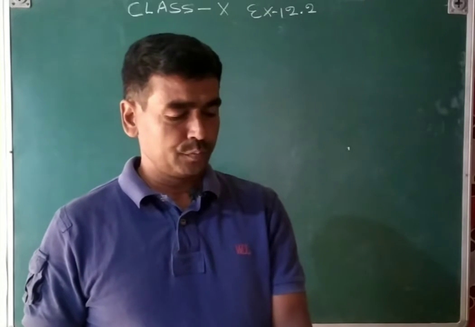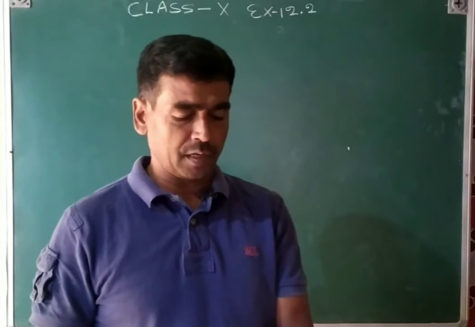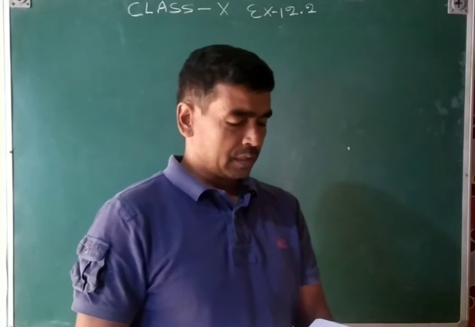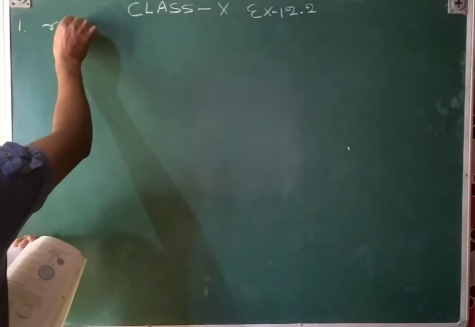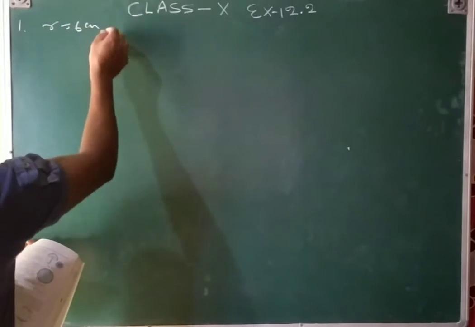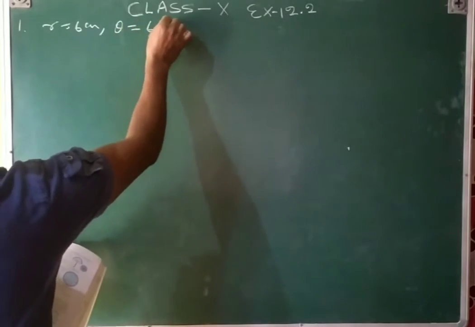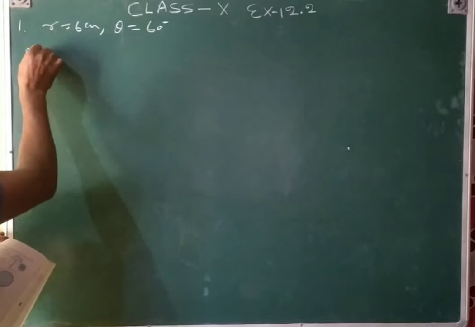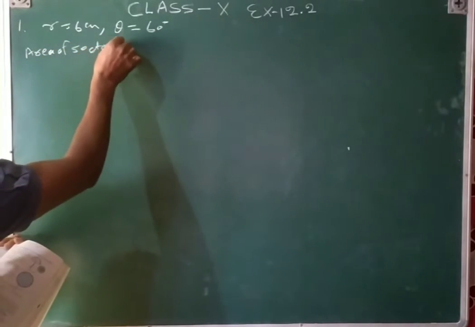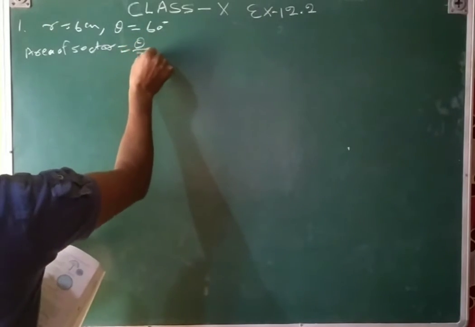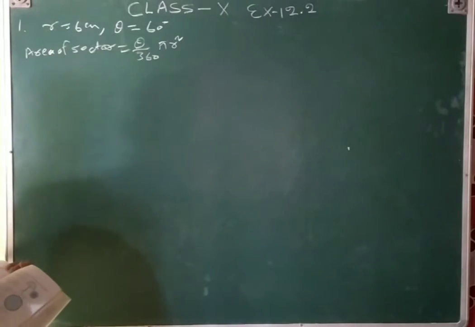Exercise 12.2. First question: find the area of the sector of a circle with radius 6 cm and angle of the sector 60 degrees. So r is equal to 6 cm, and theta is equal to 60 degrees. So area of sector is equal to theta upon 360 times pi r square. This is the formula for finding the area of a sector.